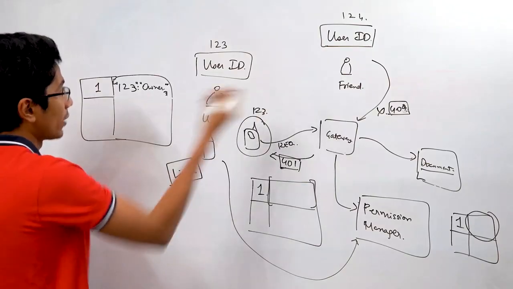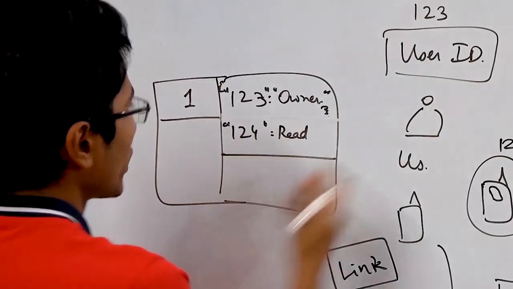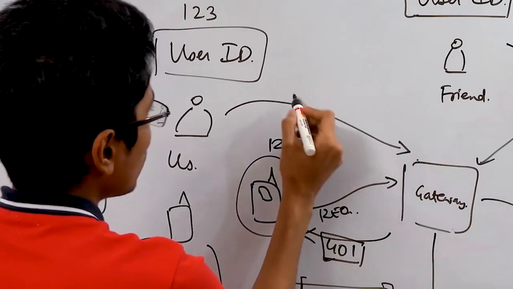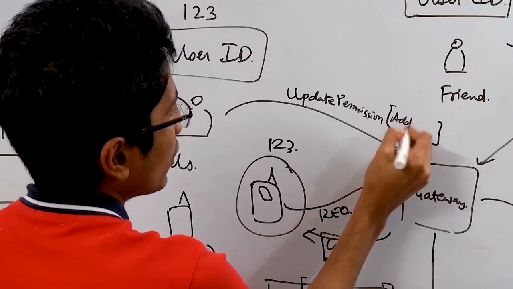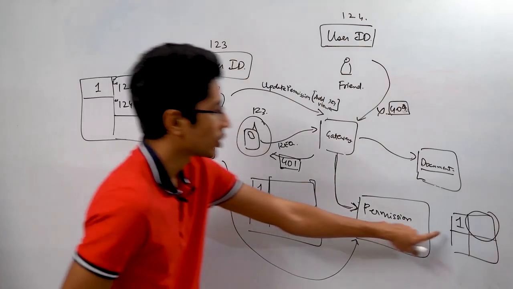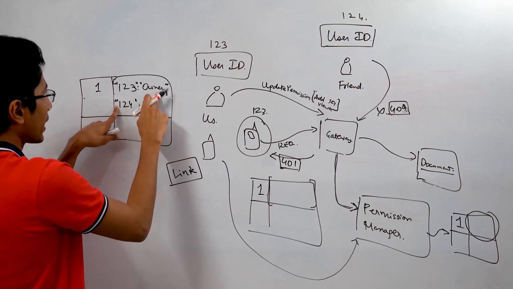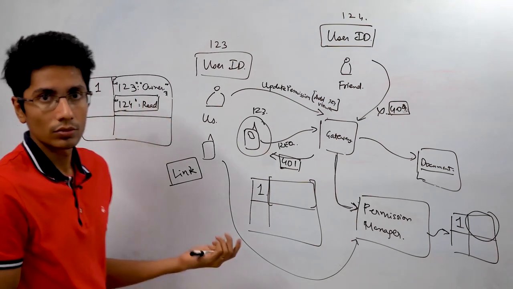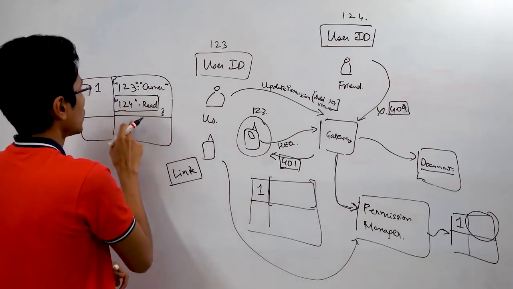Now let us say we want to add 124, specifically just 124, as a read permission guy. Initially, we need to send a request to the gateway to update permission. In this request, we mention that we add 124 as a viewer. Once that happens, the request is routed to the permission manager, which then makes an update in its database saying that for document ID 1, whatever permissions existed, just append this new permission of 124 having read access. So that ends our column for permission.